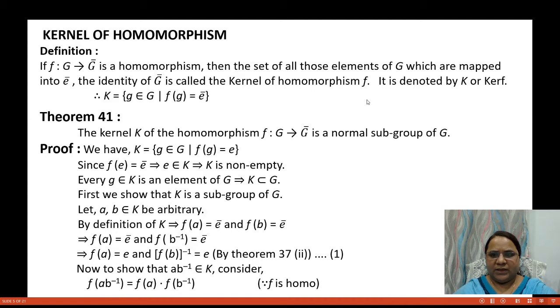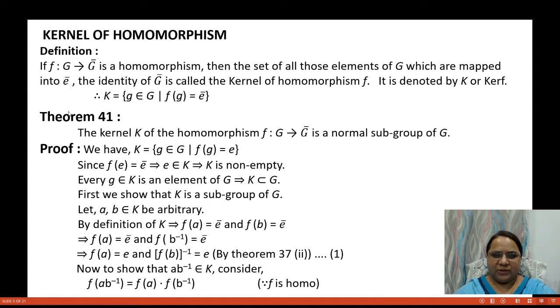And how do we denote that? Ker f, that is K, is equal to the set of g belonging to G such that f of g must be equal to e bar. The elements of G must have the image only e bar. That is your kernel of homomorphism.